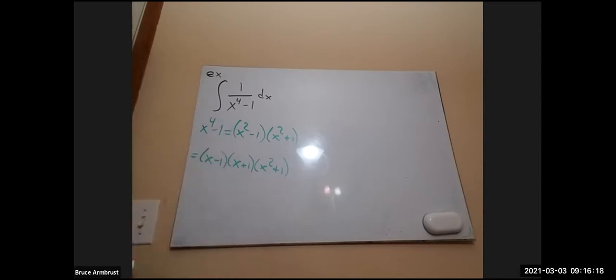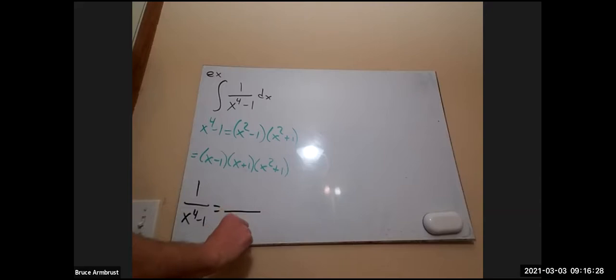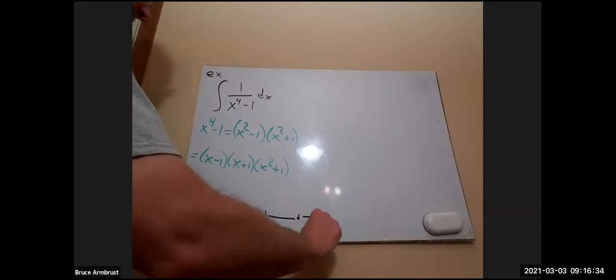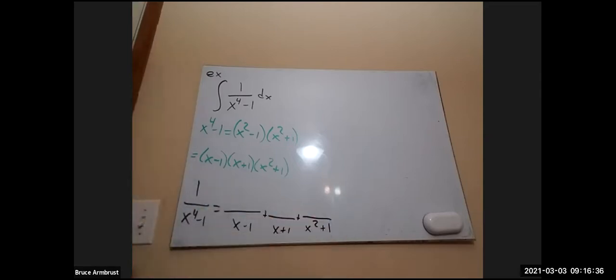All right, so here are the factors. So what we're going to do is we're going to take this fraction, 1 over x to the fourth minus 1, and we're going to split it into 3 pieces. And each of those pieces is going to have one of those factors as the denominator.